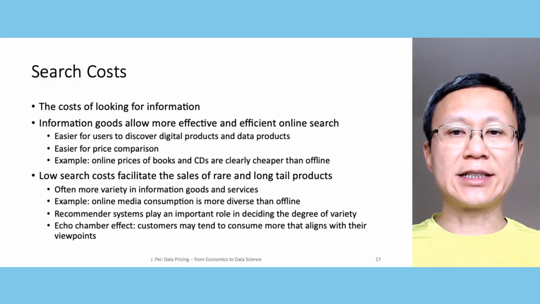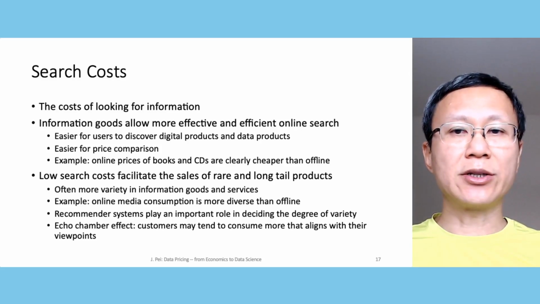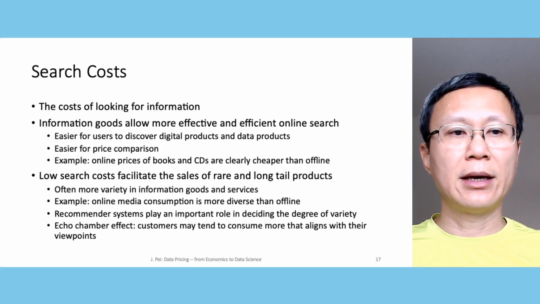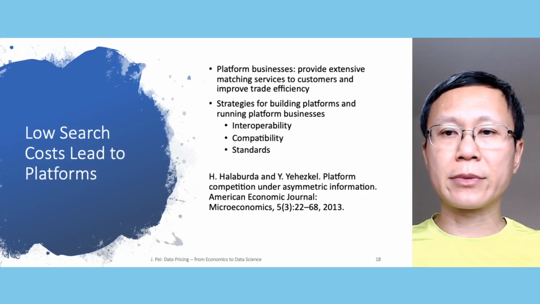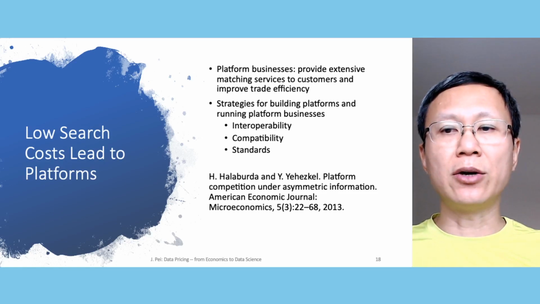Low search costs facilitate the sales of rare and long-tail products. Thus, more variety is often observed in information goods and services. The degree of variety may be heavily impacted by recommender systems. Specific to consumption of media, one of the major categories of digital products, it is shown that online media consumption is more diverse than offline. At the same time, consumers may tend to consume more content that aligns with their viewpoints, which is called the echo chamber effect.